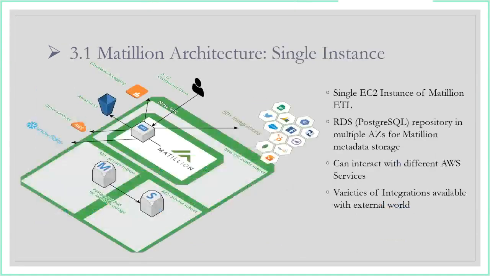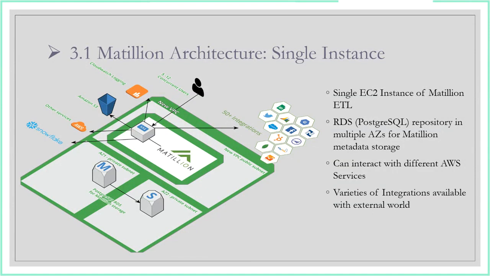We have also seen the Matillion architecture and how it looks. It has one VPC, within that a subnet, and when launching Matillion we are actually launching an EC2 machine. To store its metadata, Matillion uses a Postgres RDS database, which holds its internal information. Then it has connectors to various integrations. It can connect to S3, various AWS services, and finally to Snowflake, which is our cloud data warehouse.